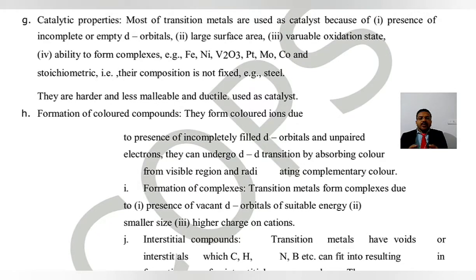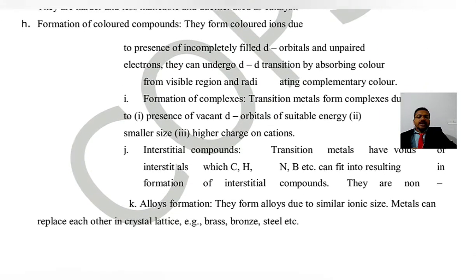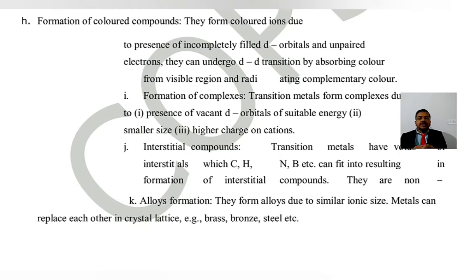The next property is formation of colored compounds. Transition or d block elements form colored compounds. They form colored ions due to the presence of incompletely filled d orbitals and unpaired electrons. They can undergo d-d transition by absorbing color from the visible region and radiating complementary colors.